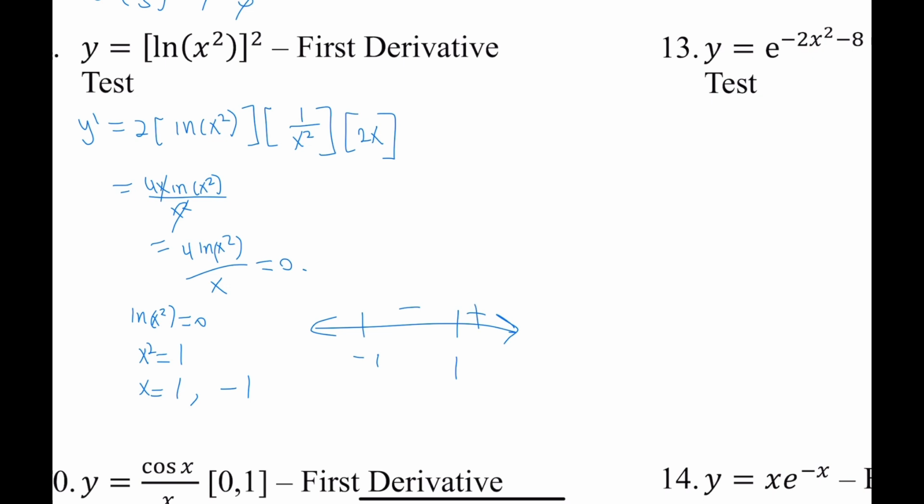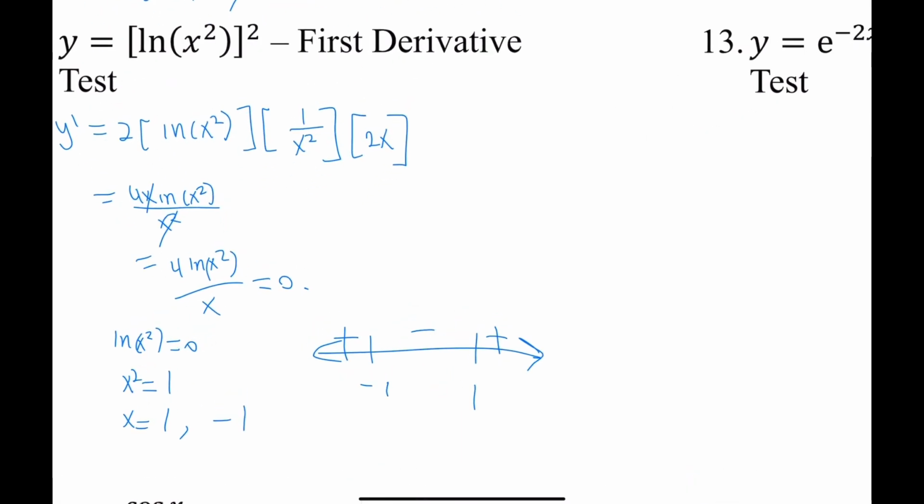And then ln of negative 2, which is also like 4, right? Because it's squared, so we're going to say positive here. So we can see that we have a relative max at -1, 0, right? And then relative min at 1, 0, right?